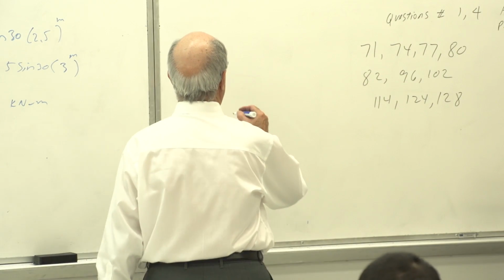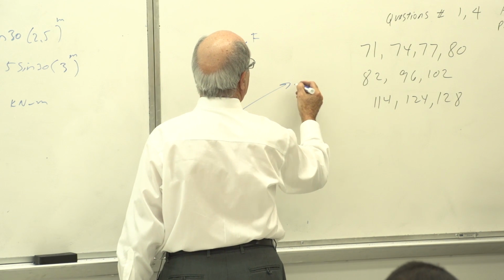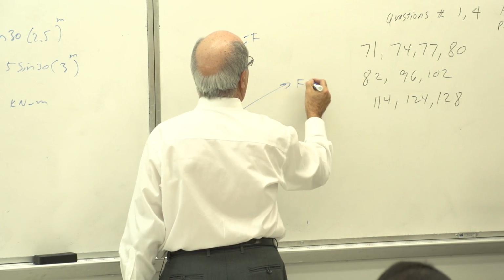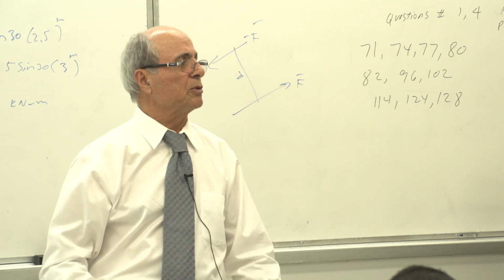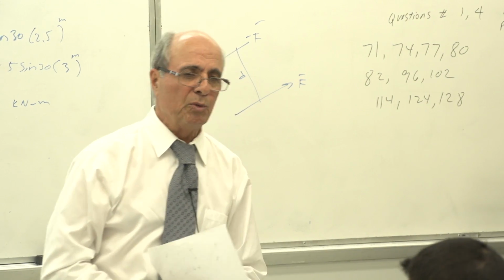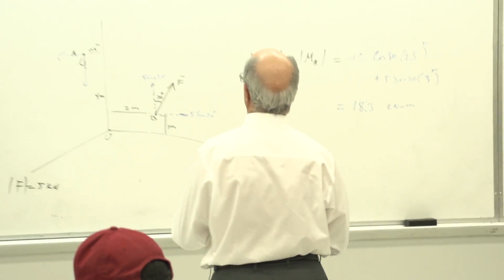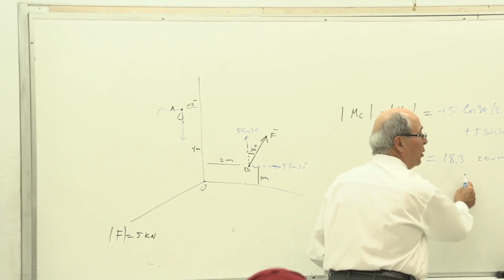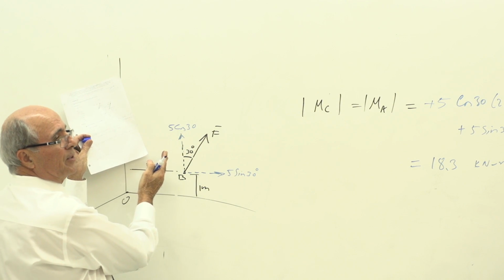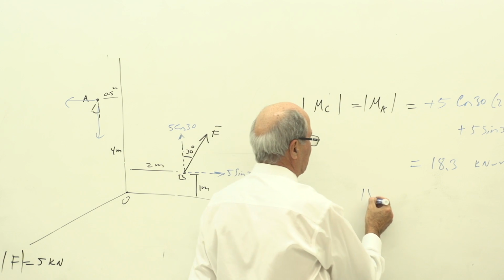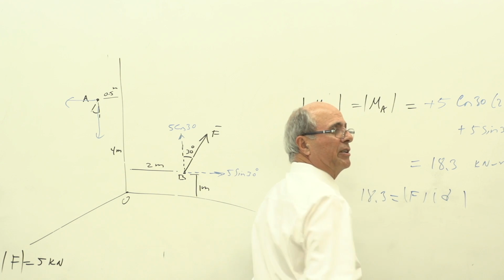However, if you have a force like this and like that, this is F, this is minus F, or whatever other way around, all you need is this distance D. Is that correct, which is perpendicular to the two? Yes? That will do it as well. Actually, this way you can find the shortest distance between them. Now, here I have 18.3. Can I find the shortest distance between these two lines? Yes? 18.3 equals force times distance then. Is that correct or not?